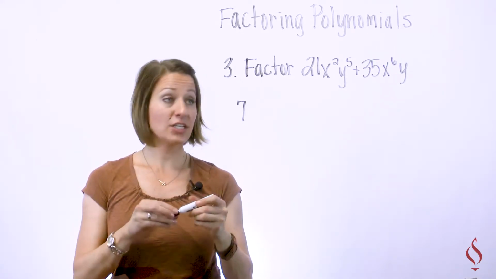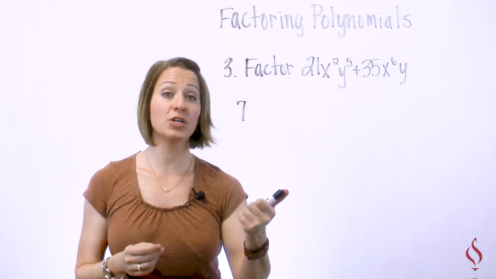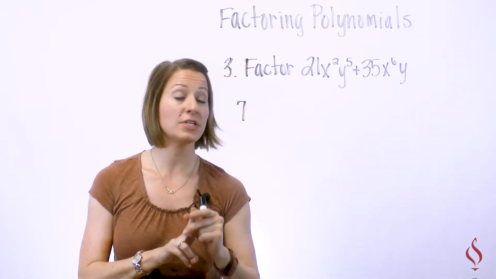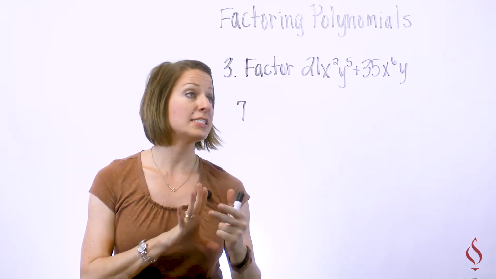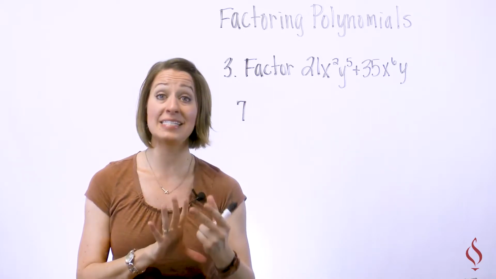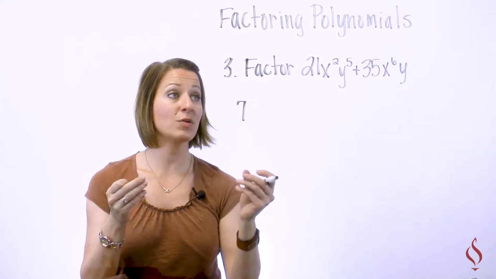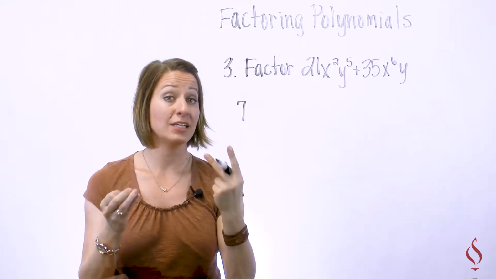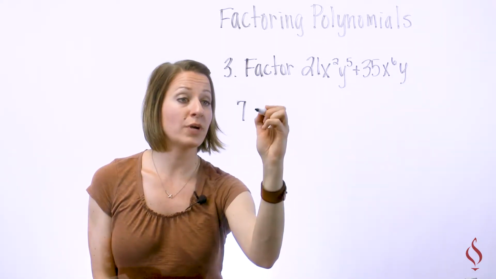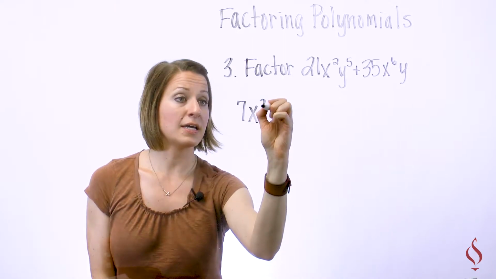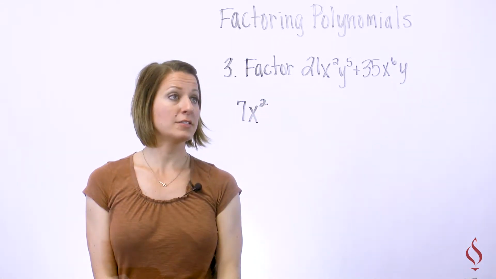Next, take a look at these x terms. The first term has 2 because it's x squared. The second term has 6, which is x to the 6th power. But in common, what they share in common is only 2. So we will write the x squared in place.